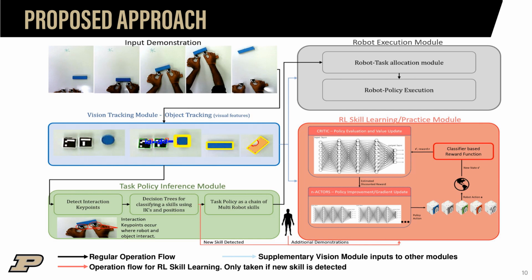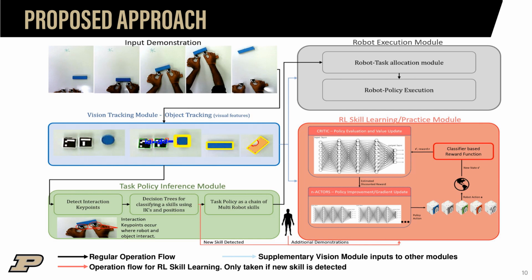The proposed approach starts off with an input demonstration, which is fed to a vision tracking module. This module keeps track of all the objects and robots in the environment, including object properties such as shape, position, and color. The output of the vision tracking module goes to the task policy inference module and the robot execution module. In the policy inference module, interaction key points are detected, which are key zones within the demonstration that signify the transition of robots from one subtask to another. These detected interaction key points are then used to classify skills using a decision tree. Once skills are classified, a task policy is obtained as a chain of multi-robot skills.